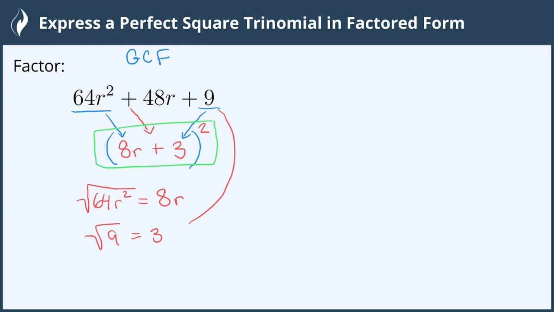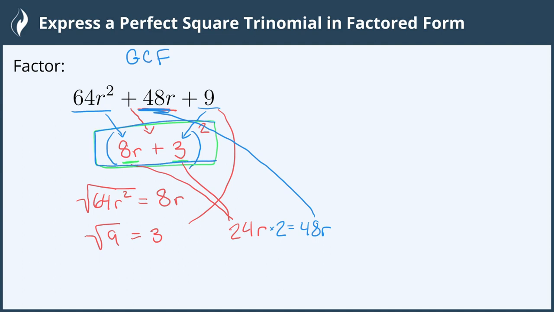We can double check that it is a perfect square by multiplying the first and the last term of our binomial and doubling it to see if it matches the middle term of our trinomial. 8r times 3 is 24r. Multiplying this by 2 to double it gives us 48r, which does indeed match the middle term. So we did do this correctly, and that is our binomial. So we have completely factored it.